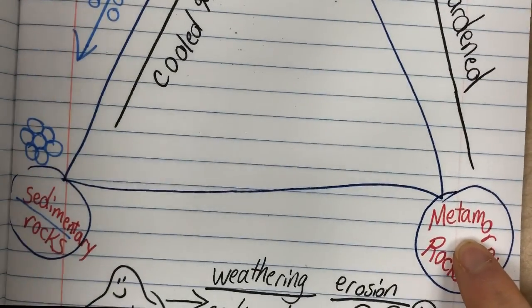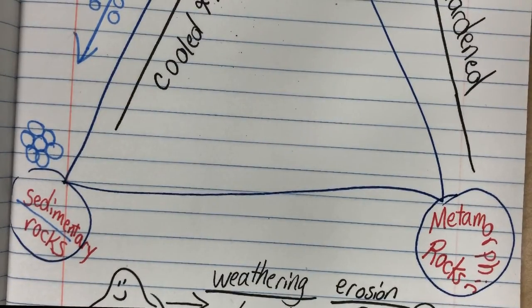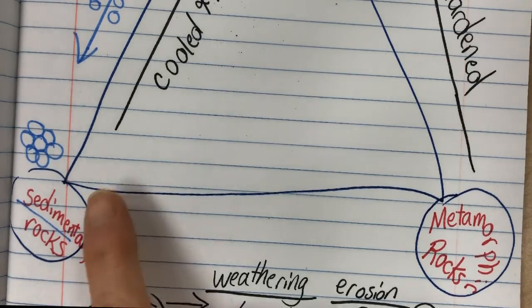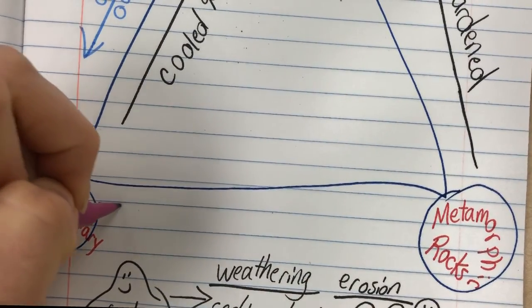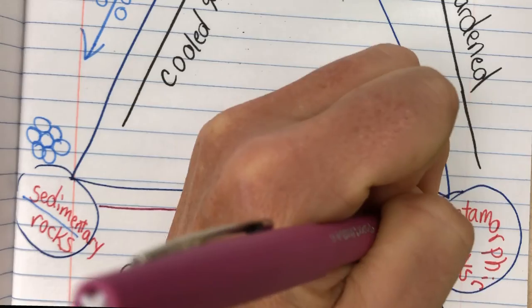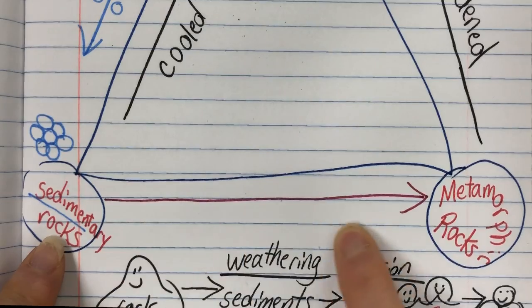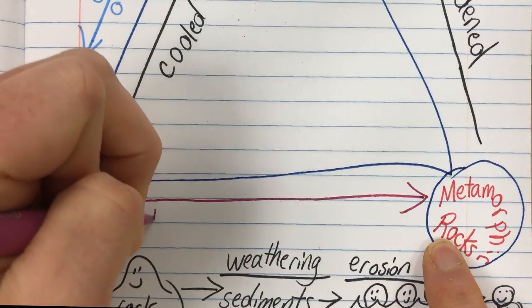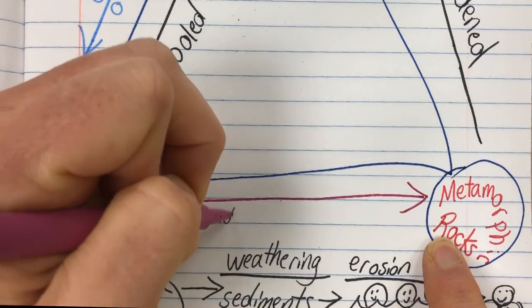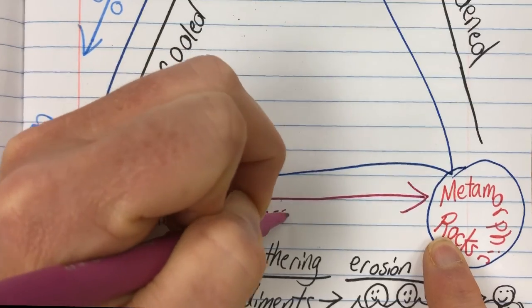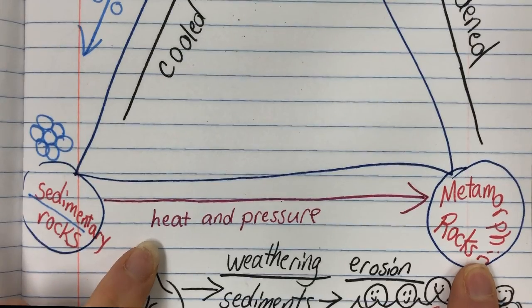I'm going to change colors so we can see what I'm doing. Find a color that'll show. All right, this time I'm going to do an arrow from sedimentary rock, going underneath my triangle to metamorphic rock. When a sedimentary rock is exposed to heat and pressure, it becomes something totally brand new called a metamorphic rock.